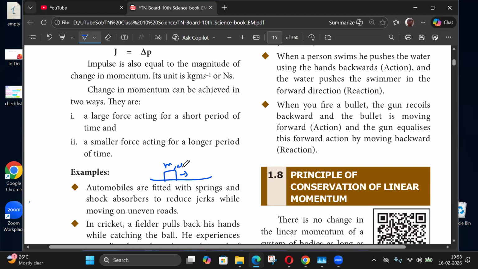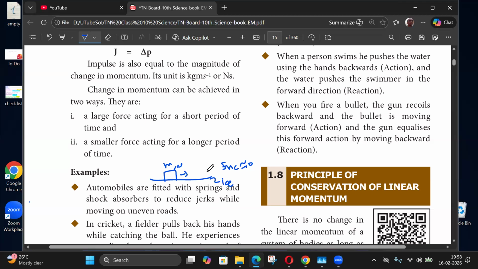How will the velocity change? If there is friction here, right? So assume this is an ice surface, and this is also very smooth. So in that case, friction is approximately zero. That means v is approximately constant. In this case, the momentum of this block will not change.